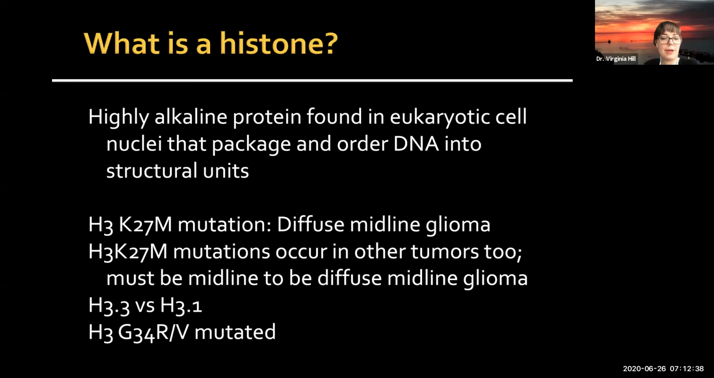H3.1 confers a slightly better prognosis than H3.3. And then we're not going to talk too much about this, but there is also this H3G34R or V mutation tumor, which is also a glioma that will occur supratentorially, often in more adolescent patients.